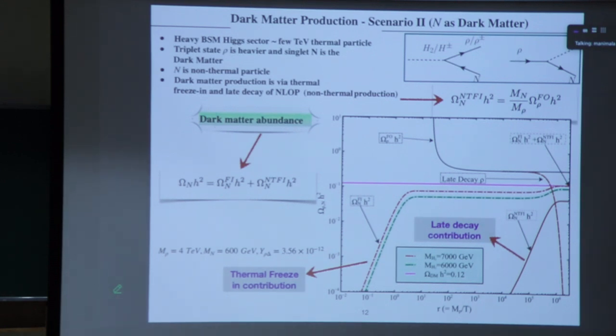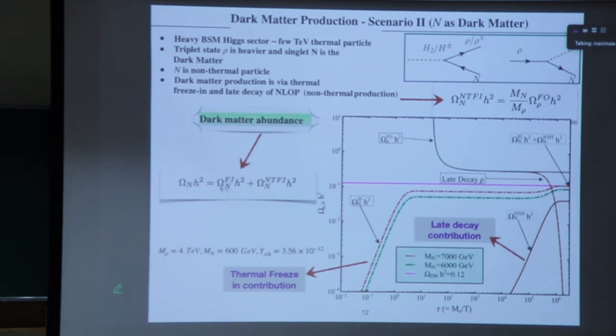So rho going to N H1 gives the late decay contribution. One can write down the late decay contribution, this is omega N NTF, the non-thermal freeze-in contribution. It is proportional to the mass of N divided by the mass of rho times the abundance of the initial particle, rho, at the time of freeze-out.